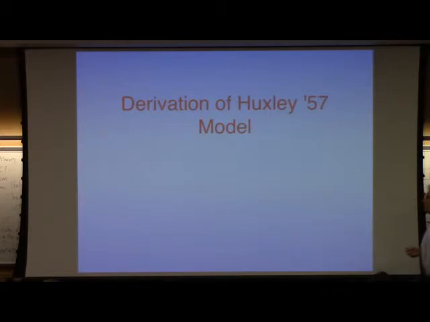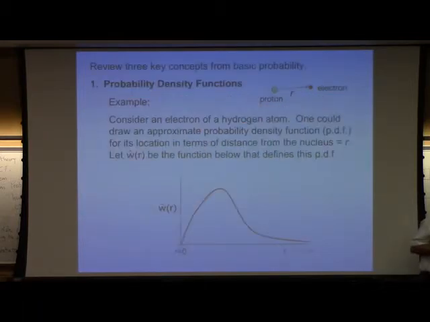Now, before we jump right into this, there's a couple pieces that we have to go over to lay some foundation. Some of you may have had this, some of you may not. So it should be pretty quick. The first one is a probability density function. Just an example here. Suppose you have a hydrogen atom and you have a proton and an electron. You find some distance r where they're apart.